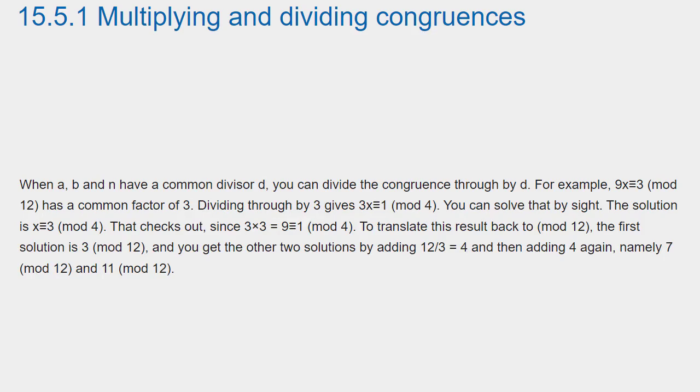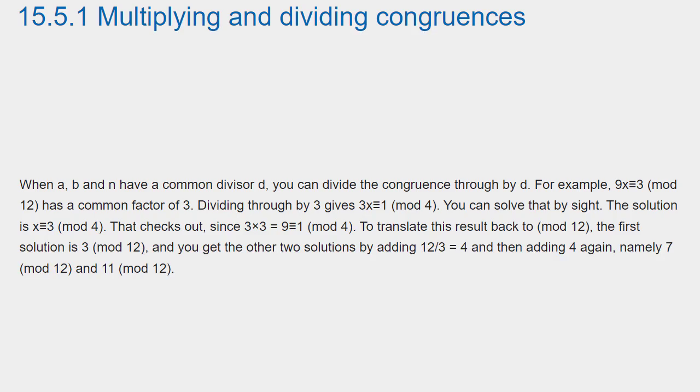When a, b, and n have a common divisor d, you can divide the congruence through by d. For example, 9x is congruent to 3 mod 12 has a common factor of 3. Dividing through by 3 gives 3x is congruent to 1 mod 4. You can solve that by sight. The solution is x is congruent to 3 mod 4. That checks out since 3 times 3 equals 9, which is congruent to 1 mod 4.